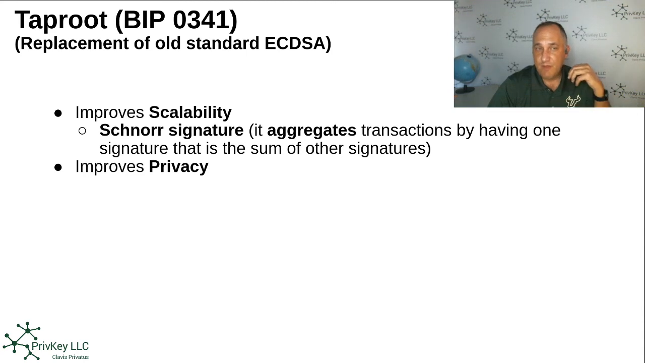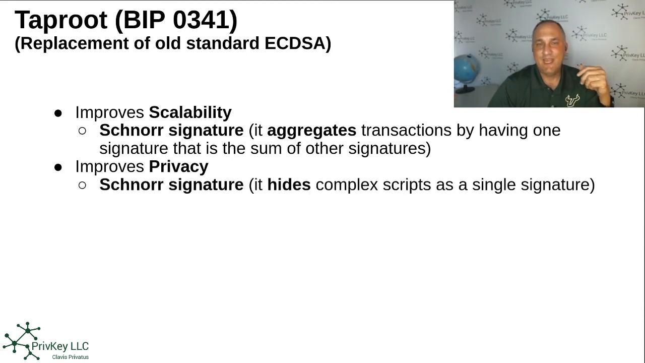Another big improvement that Schnorr signatures bring is privacy. It hides a complex script as a single signature. What this means is that when you create a multi-signature, Lightning is a 2 of 2. So 2 people put in 2 signatures, and they both have to sign for the transaction to get done.